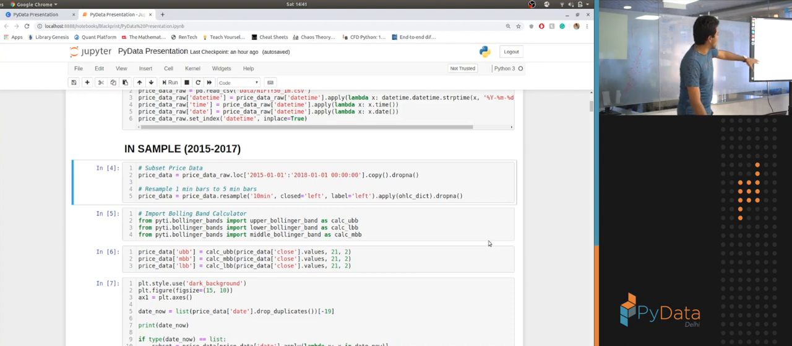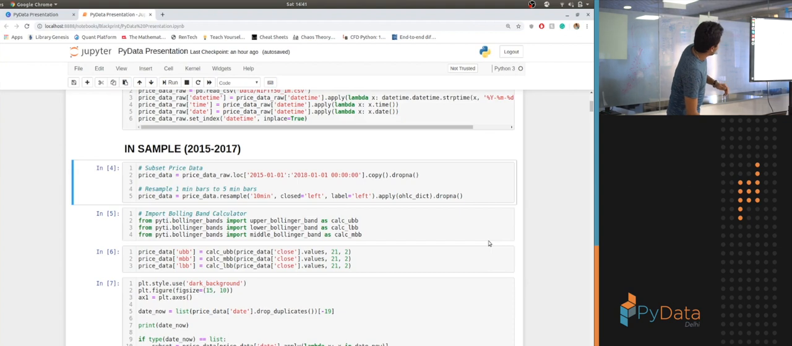Then I've just imported the PyTI package, which you can get in Python for technical indicators. It stands for Python technical indicators. I've imported the upper Bollinger band, lower Bollinger band and middle Bollinger band calculations from it. Upper is the upper two standard deviation, lower is the lower, middle is just the mean.